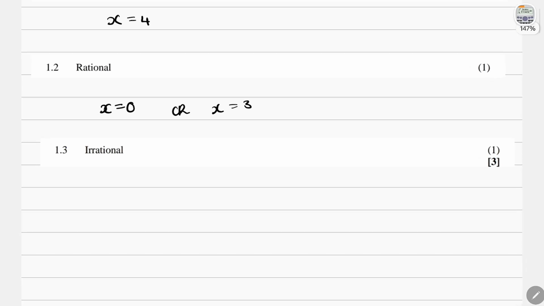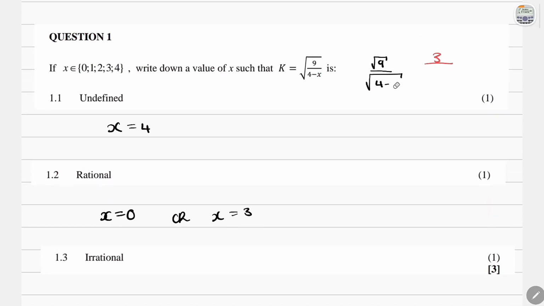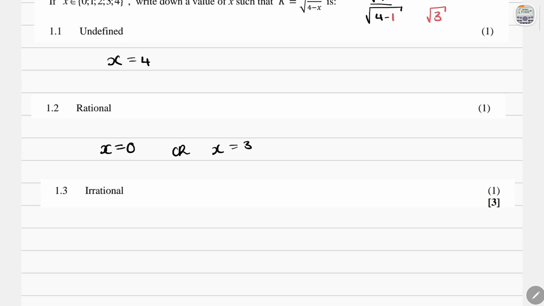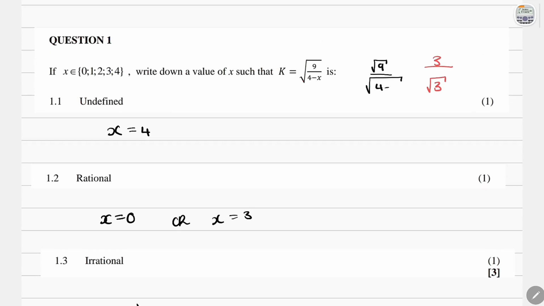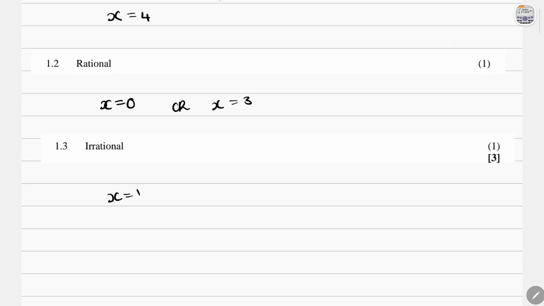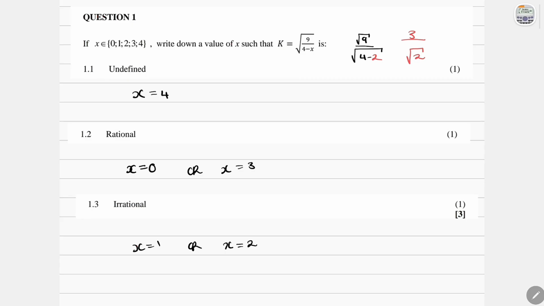Lastly, what should x be for k to be irrational? You saw that it became irrational when x was equal to 1, because 4 minus 1 is 3 and so you have 3 over root 3. It's also irrational when x is equal to 2, because 4 minus 2 is 2, so that's still the square root of 2. This is a surd. So when x is equal to 1 or x is equal to 2, those are our answers. And that is it for question 1.